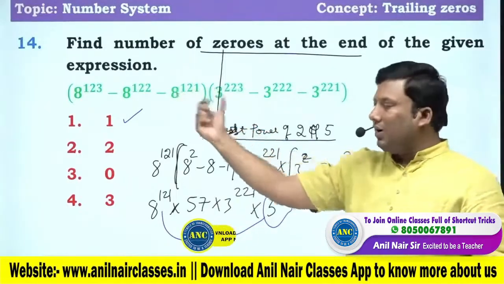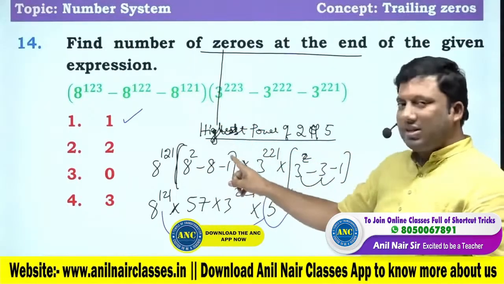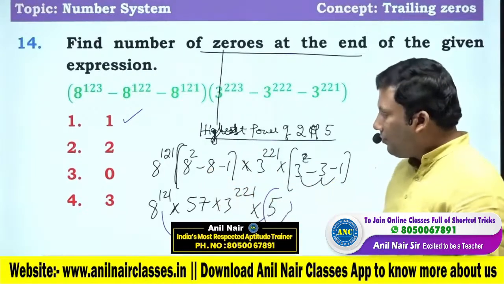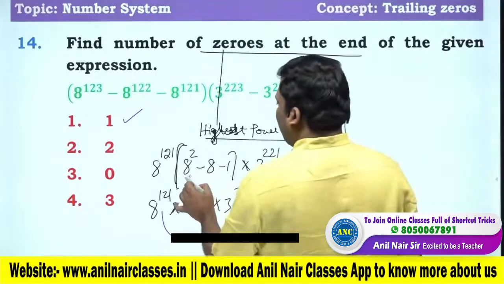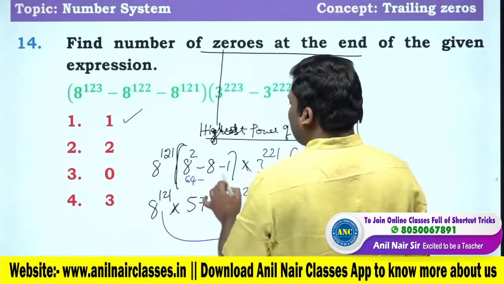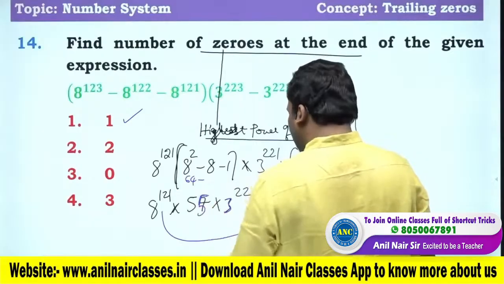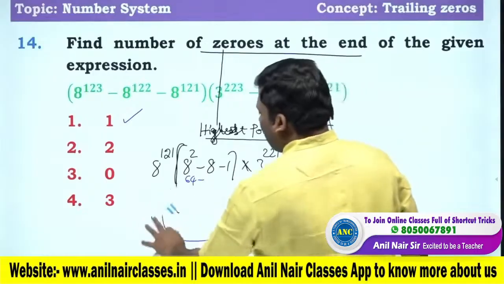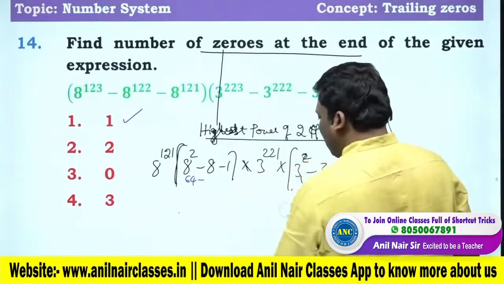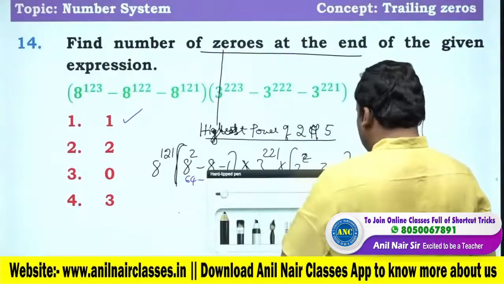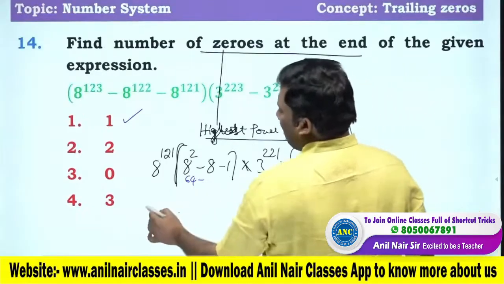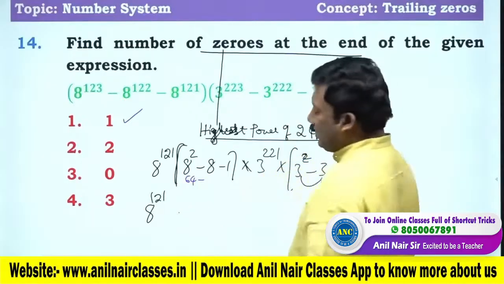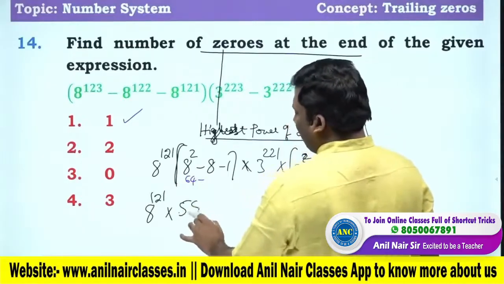Take 8 power 121 common: 8 square minus 8 minus 1. 64 minus 8 is 56, 56 minus 1 is 55. Sorry, I made a mistake. These calculation mistakes, please try to avoid them. I just made a calculation mistake.